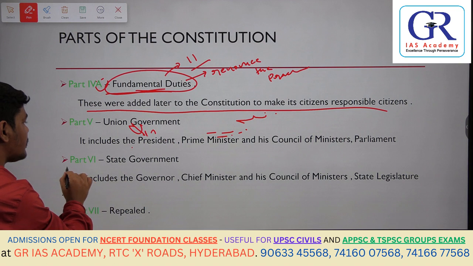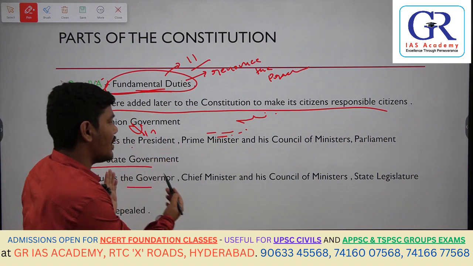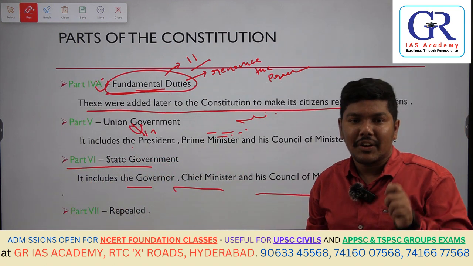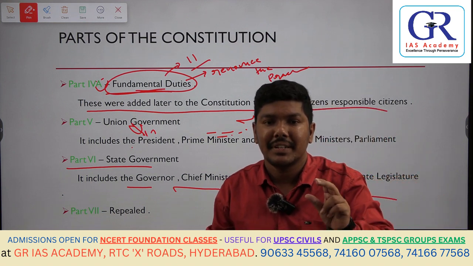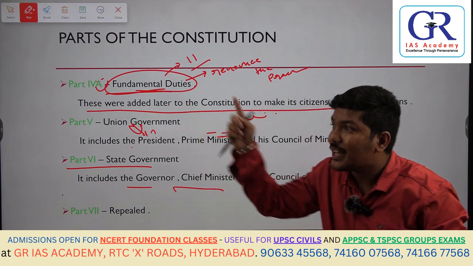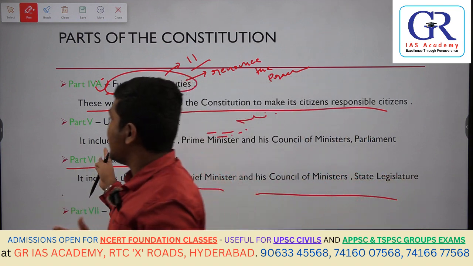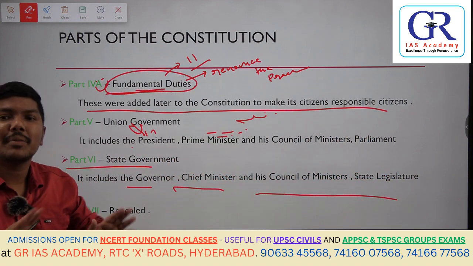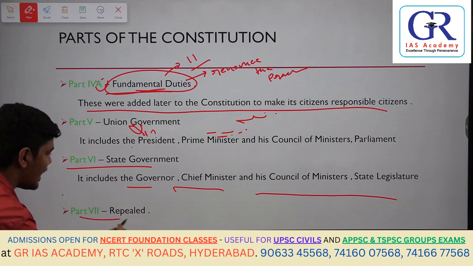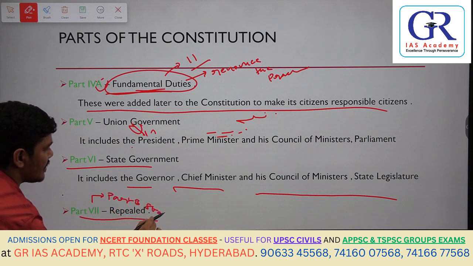Just one step down, state governments. At the state governments, we have something called governor, chief minister, and his council of ministers, legislature. Whenever you are not aware of a state-based question, for example some state legislative assembly-based question, when you are thorough with the parliament, the same logic applies here as well. So once you are very thorough with the union government, state government will be just a cakewalk for you. Yes. And then part 7. Part 7 has been repealed because it contains something called part B states.